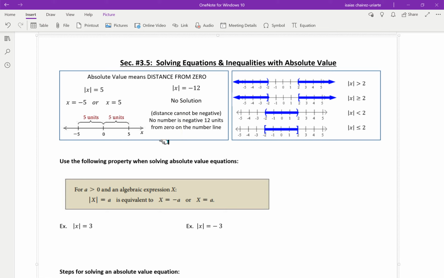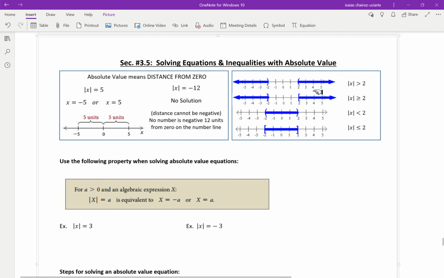So we're going to start solving absolute value equations here in a second, and our guideline for solving absolute value equations is going to be that if the absolute value of x equals a, that's equivalent to x equals a or x equals negative a.